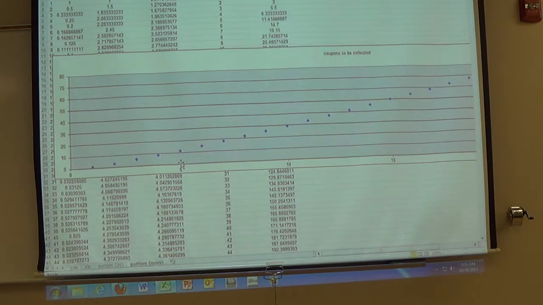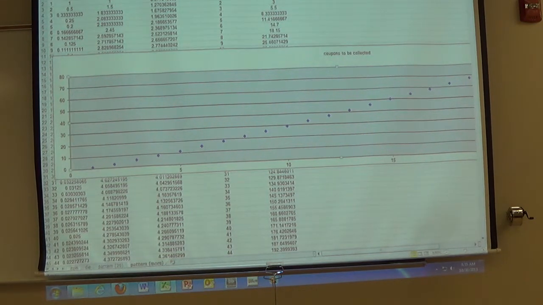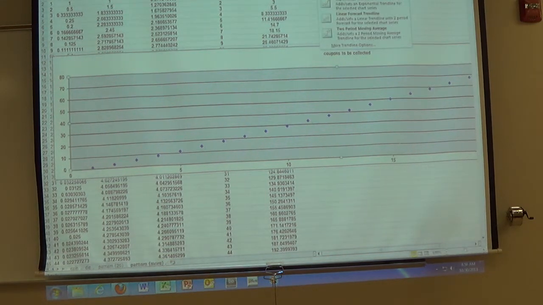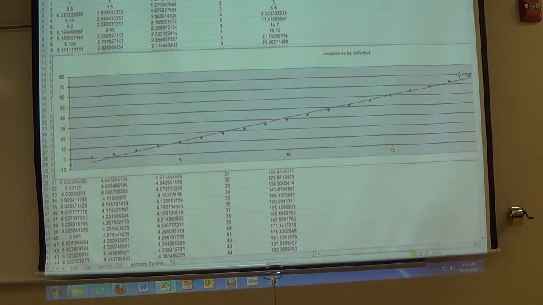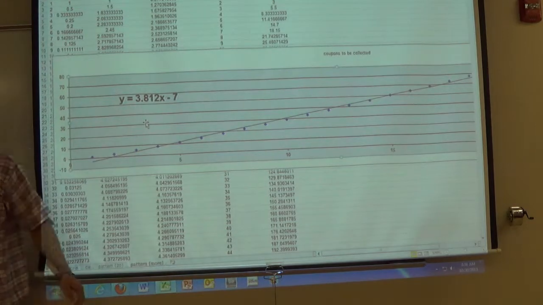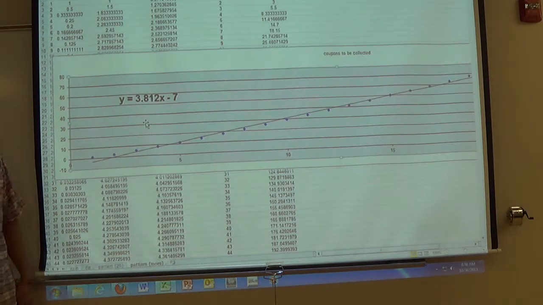Looks damn linear. So what I did then, threw a trend line on there, a linear trend line. We're going to make it linear. We're going to put the equation on there too. Here he is. Hot damn. Let's make it bigger so you can see it. Oh, look, it's Arial. We'll leave that font. That's a good one. 3.812 x minus 7.